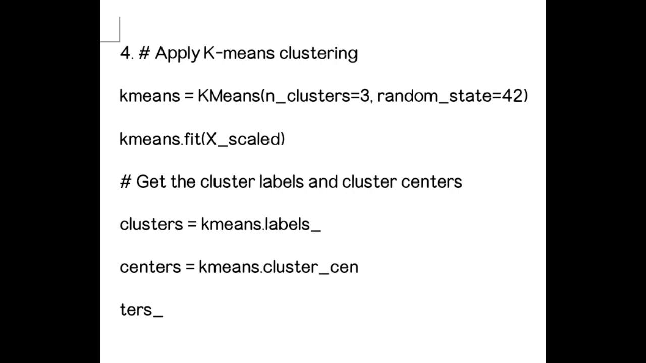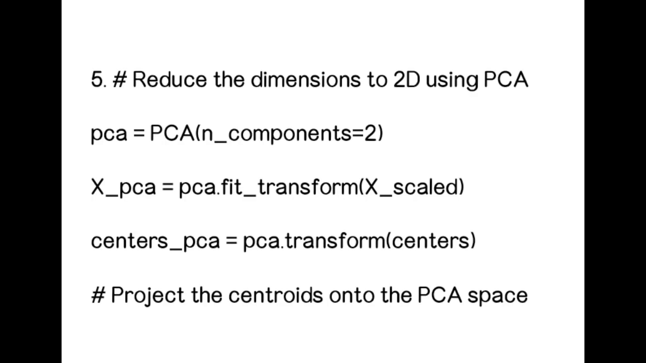This code applies K-means clustering with three clusters to the standardized data X_scaled using a fixed random seed for reproducibility. This code retrieves the cluster label for each data point in clusters and the coordinates of the cluster centers in centers.